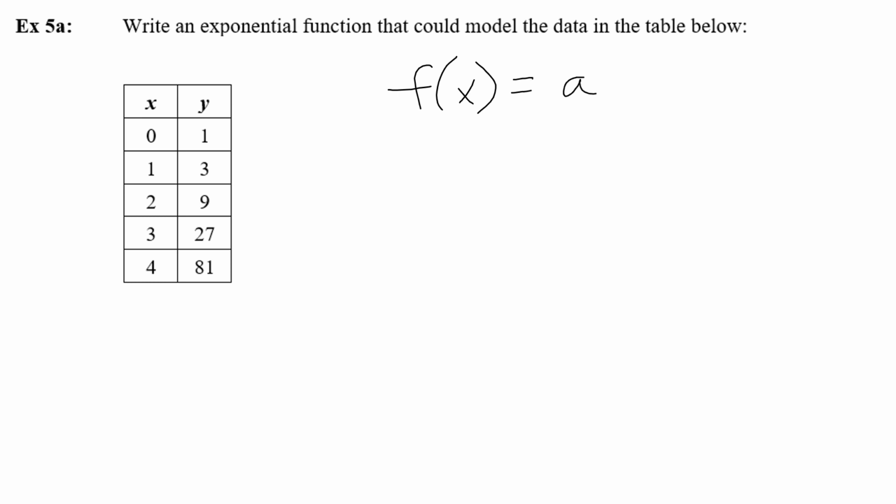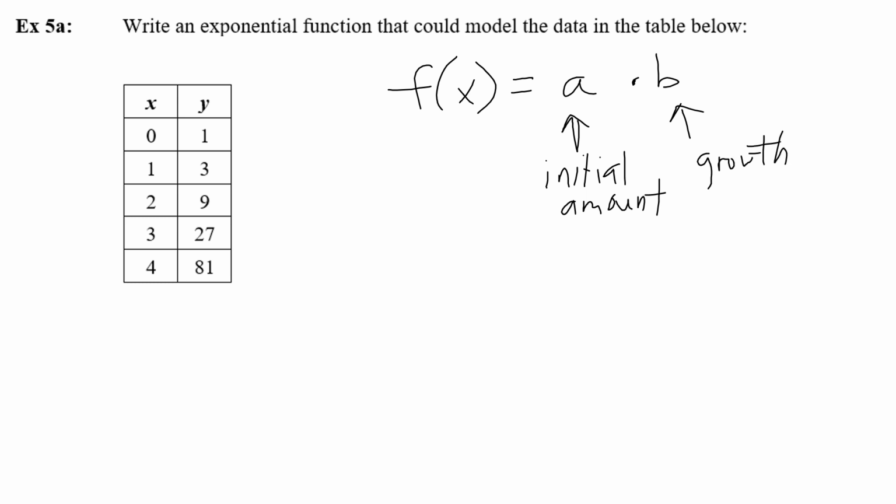We're going to have a, which we determined before was our initial amount, right? That was the whole point of looking at the graphs, times b, which we determined is going to tell us whether it's growth or decay. So we'll just call that our growth factor, I suppose. It'll determine if we have growth or decay. And then it's going to be raised to the x.